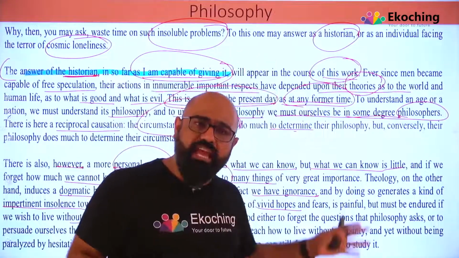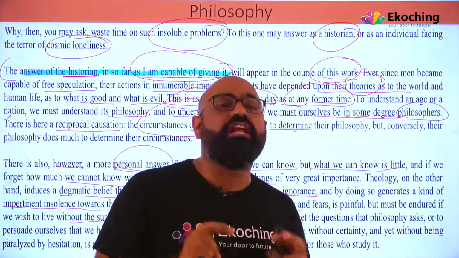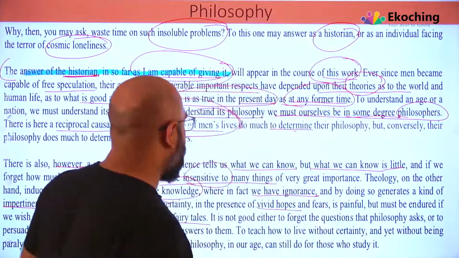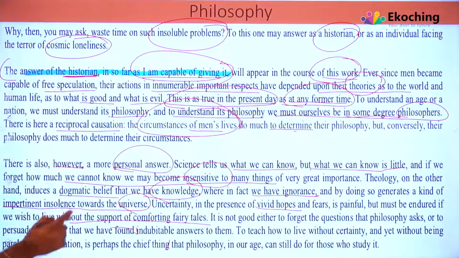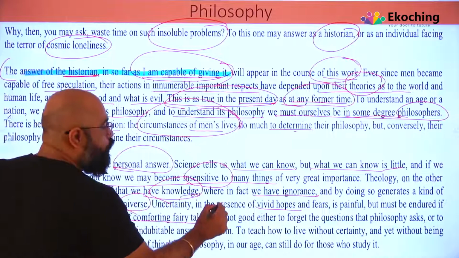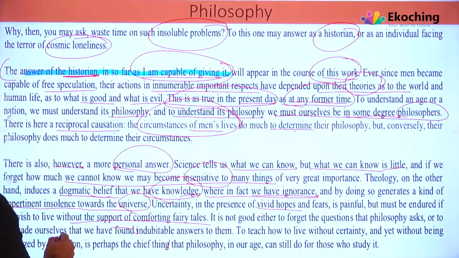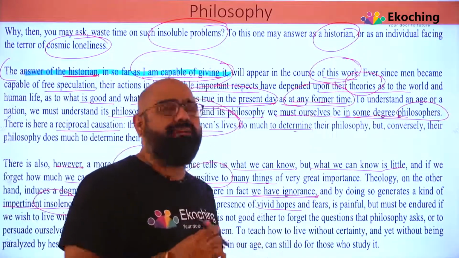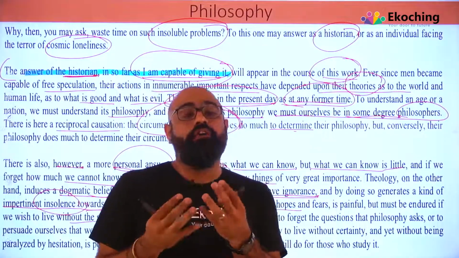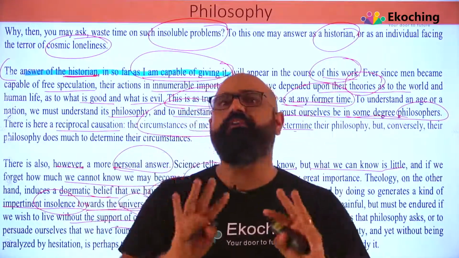But if you see the passage, the author is sometimes kind of questioning those theology things. Let me give you an example. Theology, on the other hand, induces a dogmatic belief that we have knowledge wherein we in fact have ignorance, and by doing so generates a kind of insolence towards the universe. So with this we are talking about how he may not be pro towards theologians, so I can say he definitely won't be a theologian.